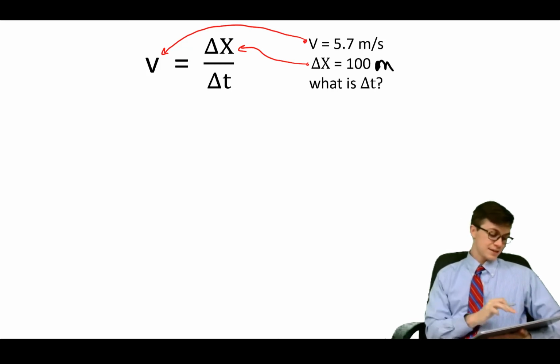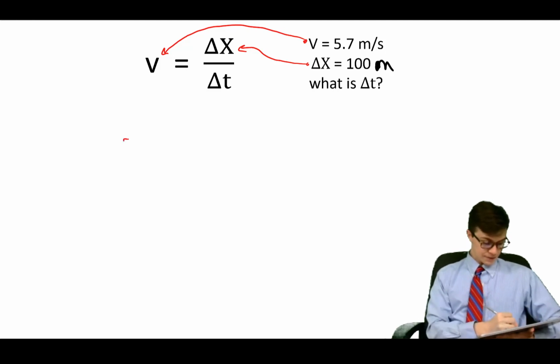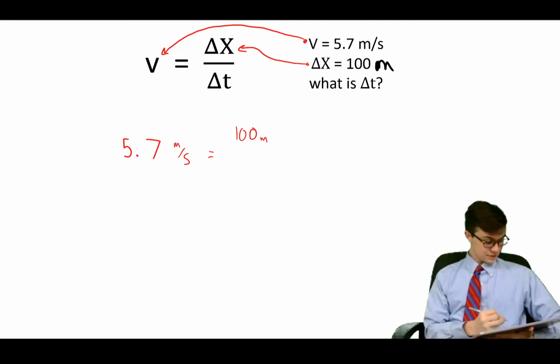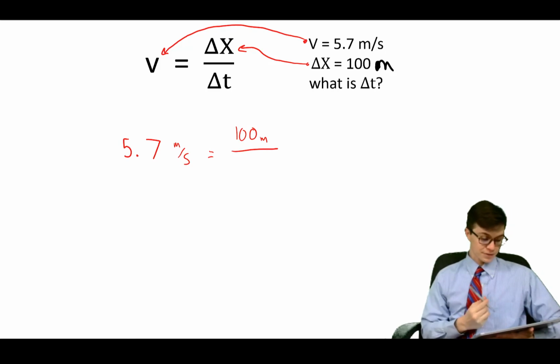And then I want to find my change in time as a variable. So let me plug in these numbers. I have 5.7 meters per second. That's equal to 100 meters divided by delta t. And I might actually put that in a different color so it's very clear that that's my variable, and that's just one variable divided by delta t.